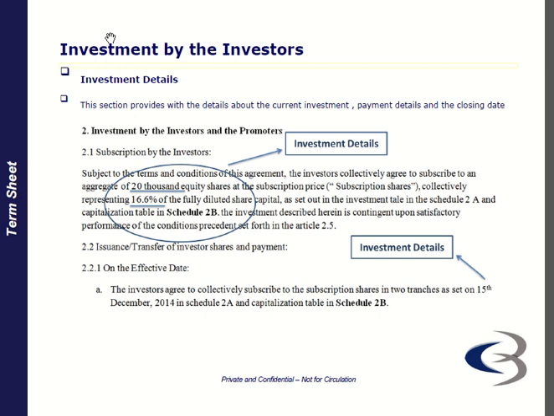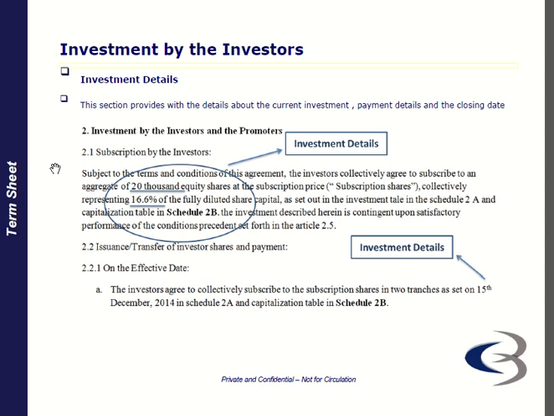Subject to the terms and conditions of the agreement, the investors collectively agree to subscribe to an aggregate of 20,000 equity shares at the subscription price, and collectively they represent 16.6% of the fully diluted equity share capital. That is set out in the investment table in Schedule 2A and the capitalization table in Schedule 2B.